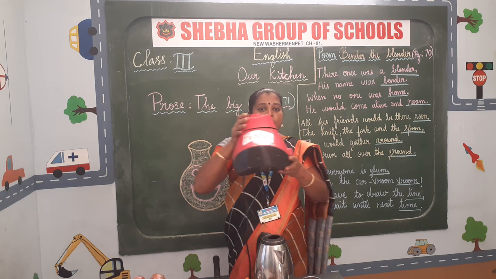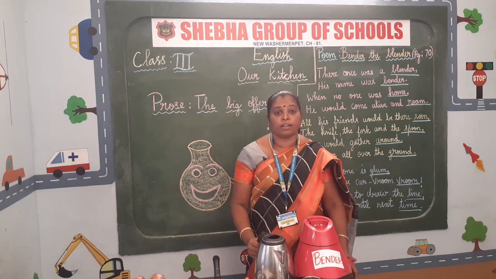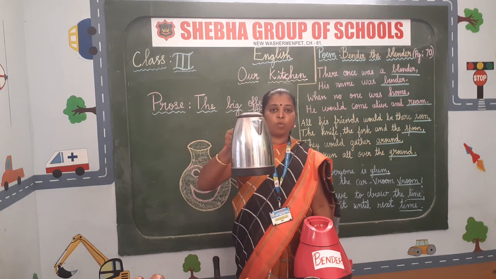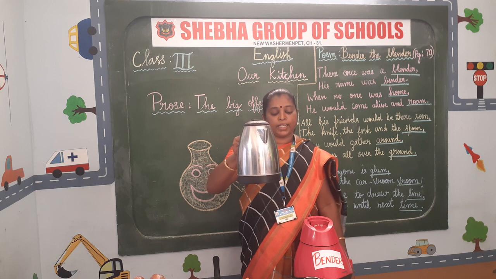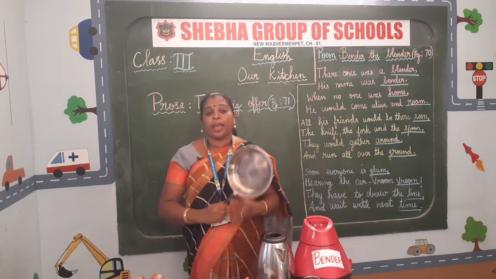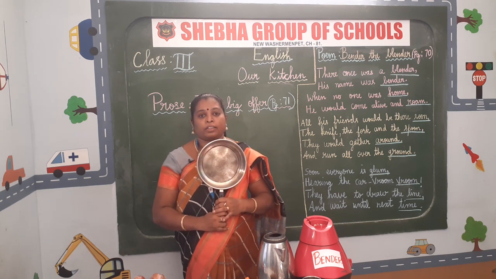Next one, what I am going to show is a kettle. This is a kettle. It is used for boiling water and preparing tea. The next one I am going to show you is a pan. P-A-N, pan. It is used to roast and fry vegetables, fish, etc.